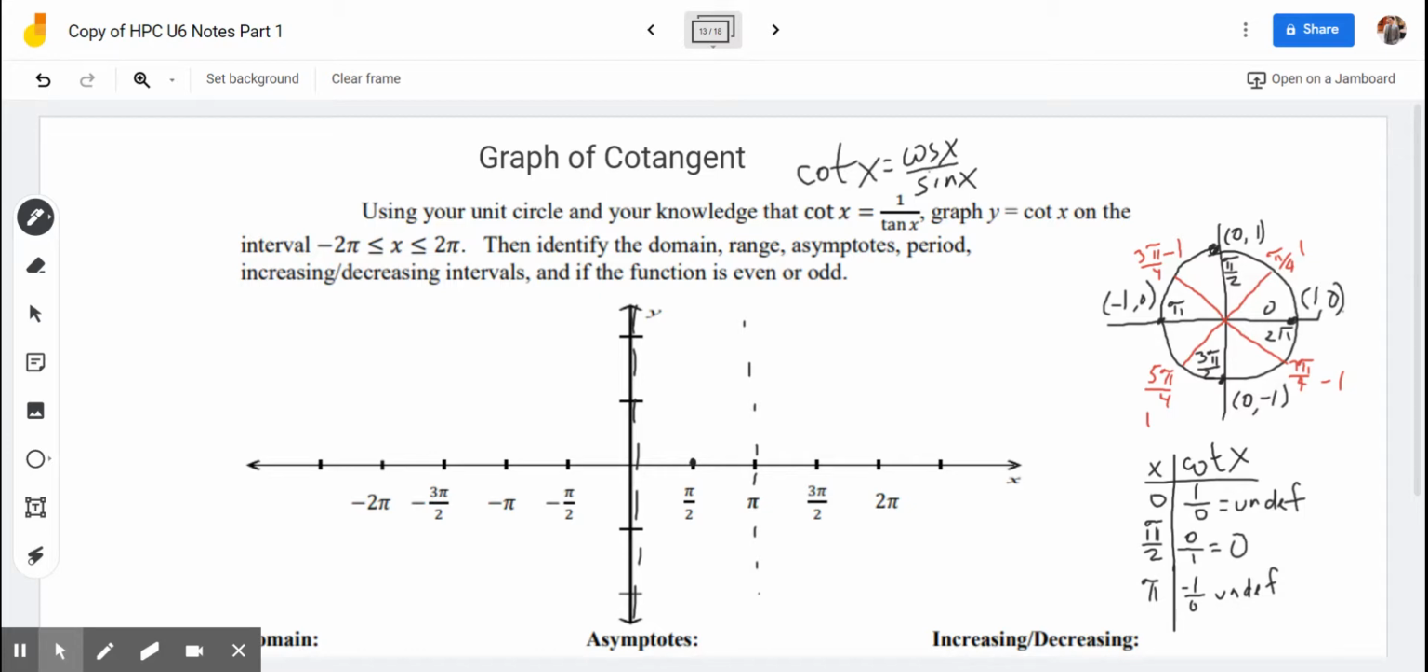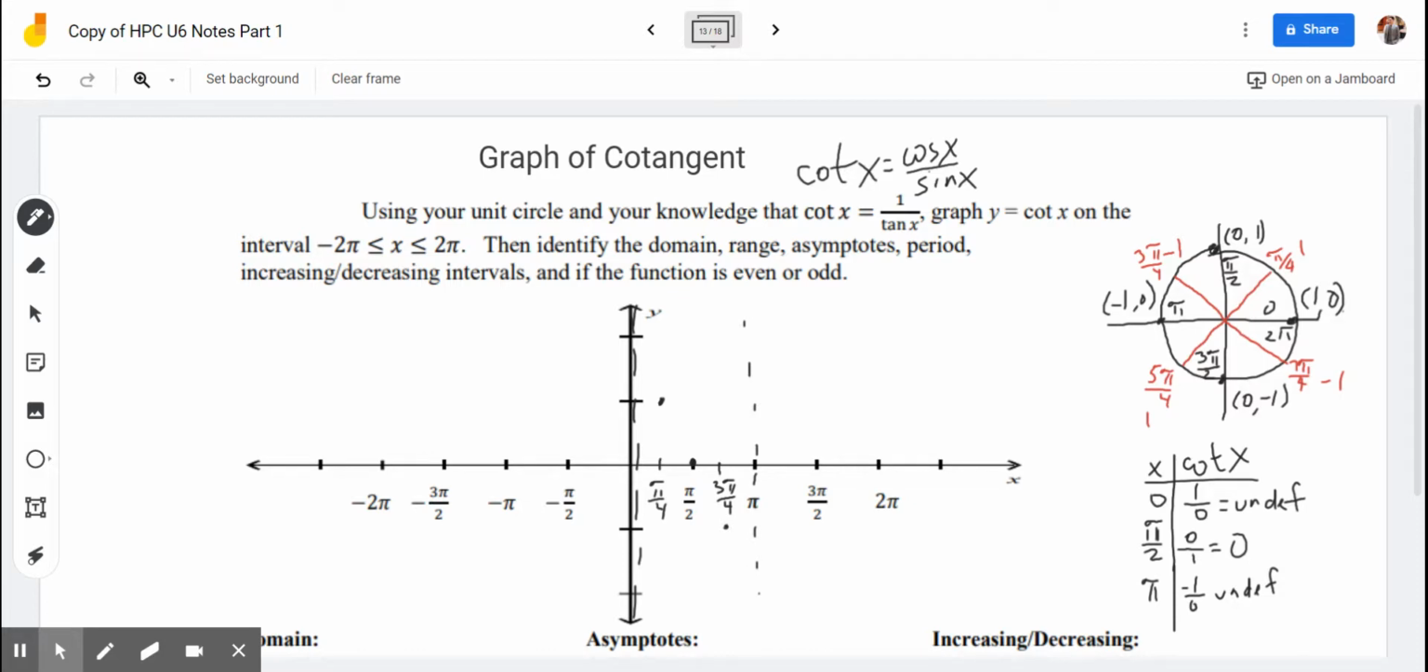And if we were to do the reciprocal, if you think about that cotan is the reciprocal of tangent, the reciprocal of 1 at pi over 4 is still 1. So I'm going to put a tick mark here. At pi over 4, we would be at 1. And then at 3 pi over 4, the reciprocal of negative 1 is still going to be negative 1. So 3 pi over 4 here will have negative 1 as that coordinate.